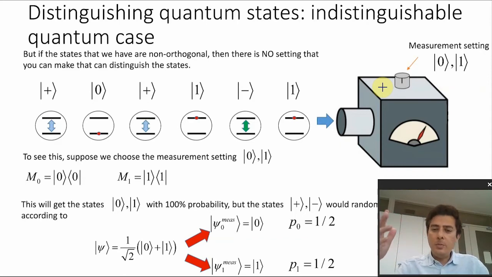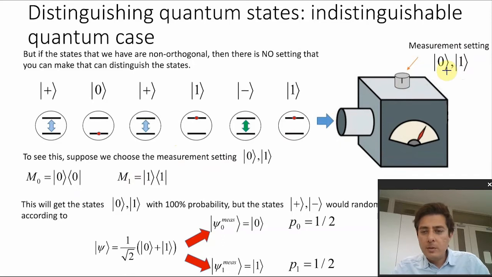You can't do both at the same time, and this is basically the problem. This is why you cannot distinguish perfectly between such states. So let's see this explicitly. Suppose we have a go with this measurement device on the setting 0, 1. Okay, so let's just see what happens.